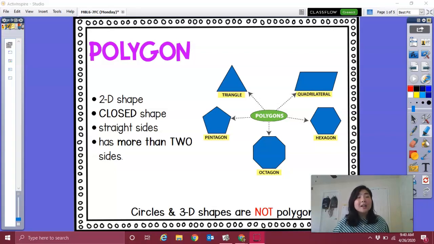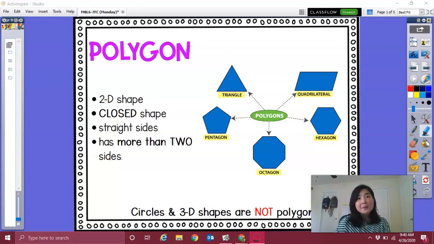So a polygon is a 2D shape. That means it's flat. It's also a closed shape. It has straight sides and it has more than two sides. Now remember, circles and 3D shapes are not polygons. Circles are rounded and 3D shapes are not flat.